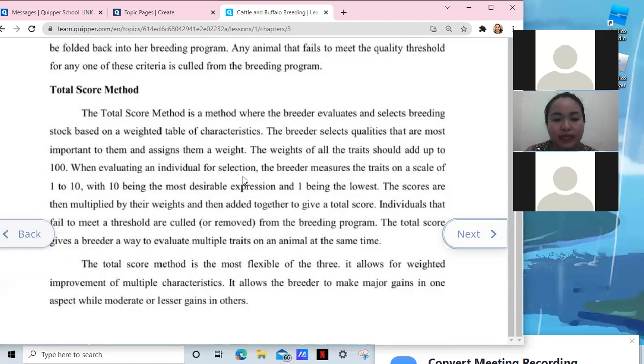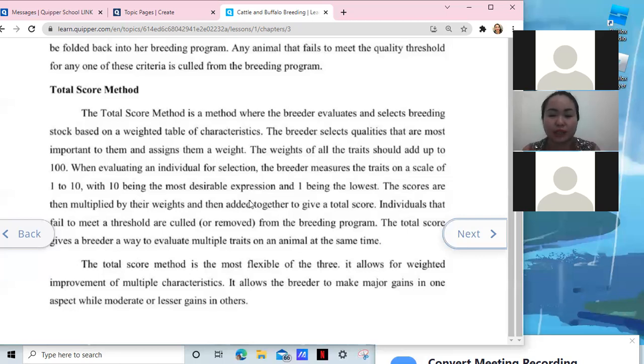When evaluating an individual for selection, they must use 1 to 10, with 10 being the most desirable expression and 1 being the lowest. So naka-rate of 1 to 10 siya, then multiplied by the weights, then added together to give a total score. Kaya total score method siya. And an individual which fails to meet the threshold is culled or removed from the breeding program. So this gives the breeder a way to evaluate multiple traits on the animal at the same time, whichever lang ang priority niya.